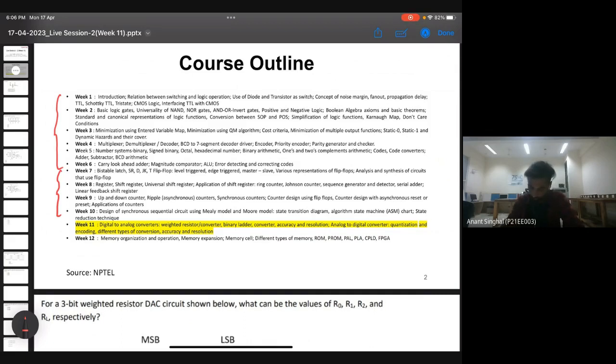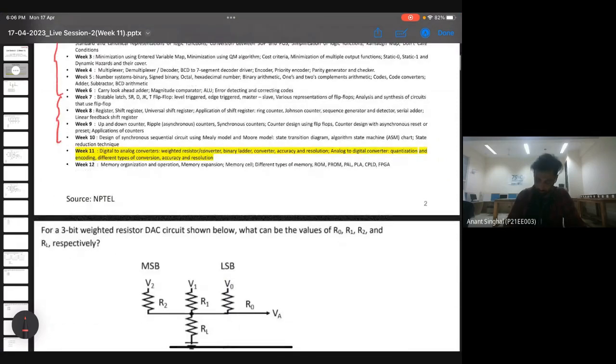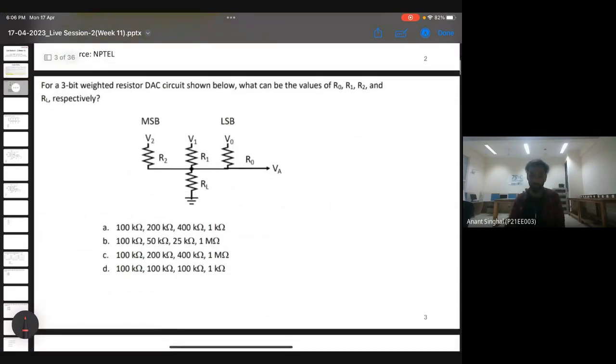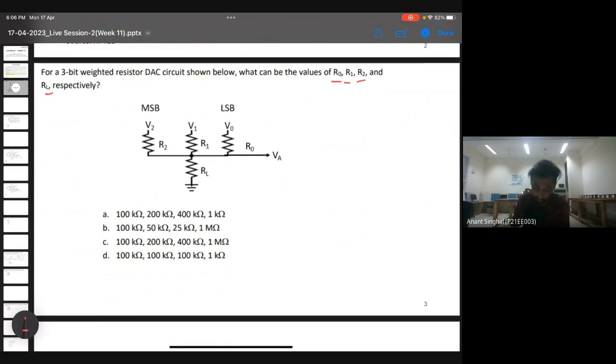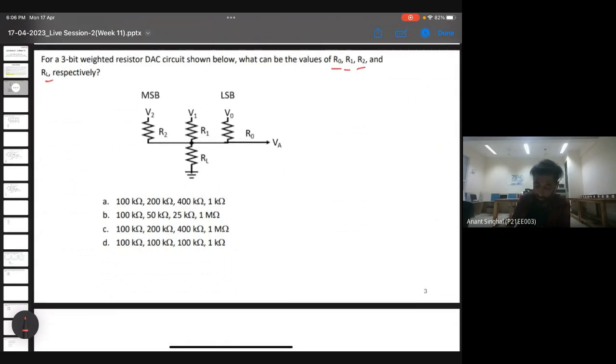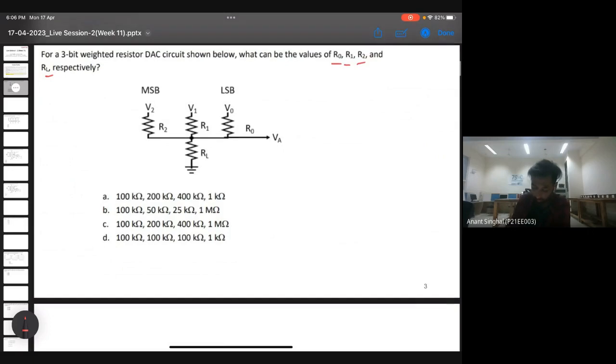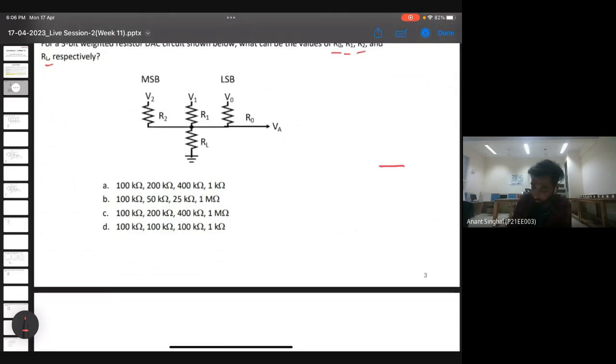So without further waiting, let's start with question number one. Question number one states that for a 3-bit weighted resistor DAC, which is given below, what are the values of R0, R1, and R2 and RL respectively? So I'll give you a brief about what a binary weighted DAC, or digital to analog converter, is. It is nothing but a circuit which has an output voltage and some resistors attached to it. So this is how the circuit has been made.